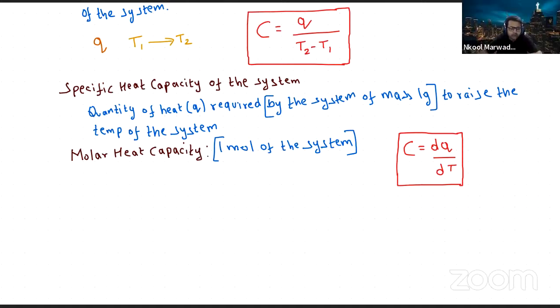Now, two more very important concepts: molar heat capacity at constant volume and molar heat capacity at constant pressure. So when I talk about molar heat capacity, two scenarios are very important. One is constant volume, and one is constant pressure. So let us first look at constant volume.